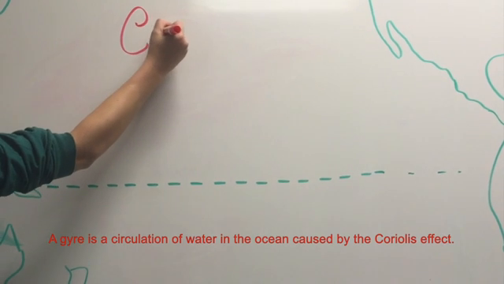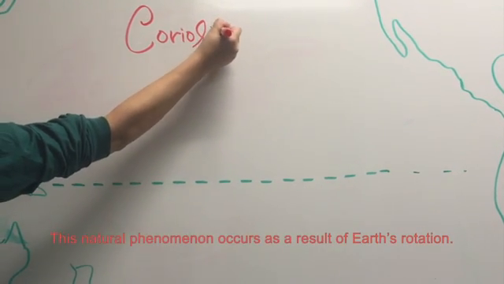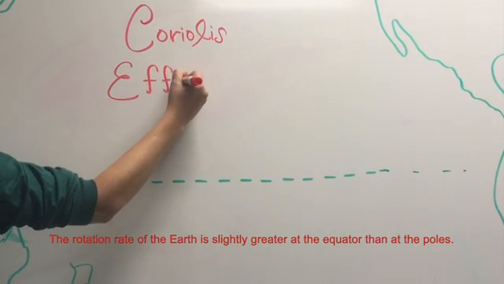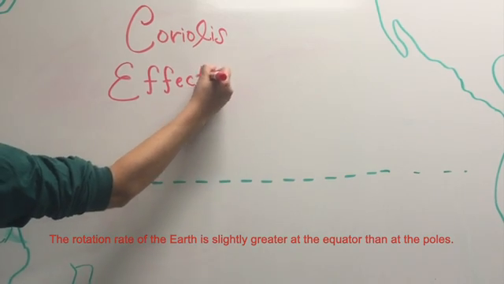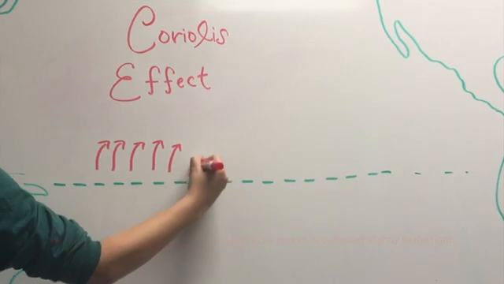A gyre is a circulation of water in the ocean caused by the Coriolis effect. This natural phenomenon occurs as a result of the Earth's rotation. The rotation rate of the Earth is slightly greater at the equator than at the poles. This causes changes in particle paths as they travel across the Earth.